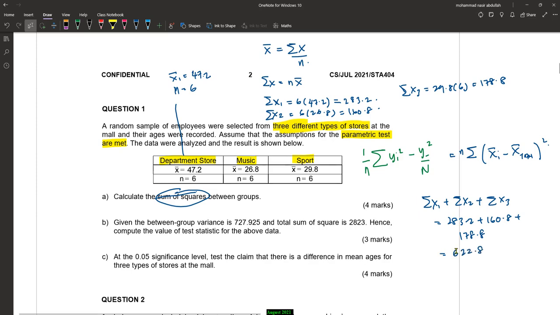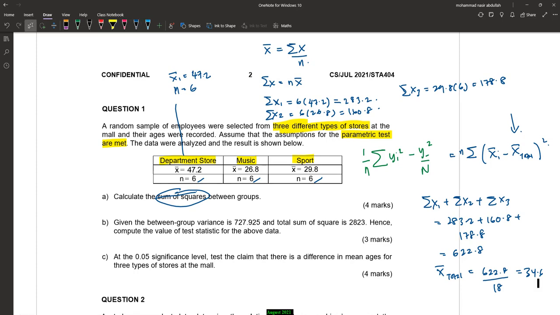622.8 lah, right? So now nampak tak hujung formula ni, dia kata the mean of the total kan, maksudnya kita akan cari mean lah, mean of total. So this one should be 622.8 divide by, berapa total kita ada? 6 plus 6 plus 6, 18. Right, so this one should be equal to 34.6 kot, I think. 622.8 divided by 18. Right, 34.6. Right? Okay?